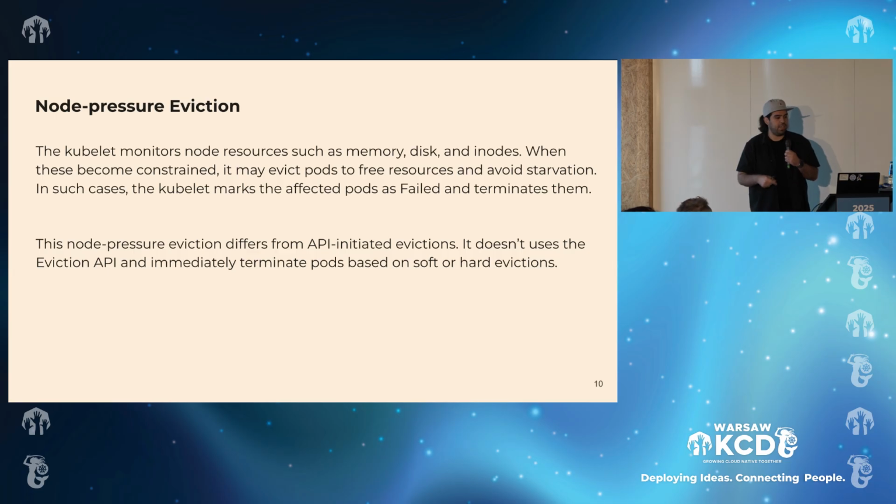The other type of eviction is node pressure eviction. The kubelet keeps an eye on your system resources, such as memory, disk, and inodes. When those start running low, the kubelet may evict some pods in your cluster to avoid starvation and to free up some resources. Those pods get marked as failed and then are terminated by the kubelet. Well, actually, this one doesn't use the Eviction API that we saw before, and it immediately terminates or deletes the pods based on soft or hard eviction.